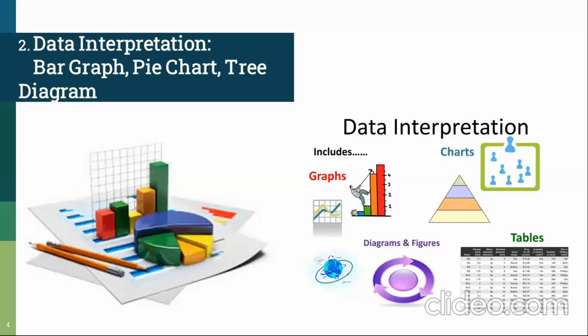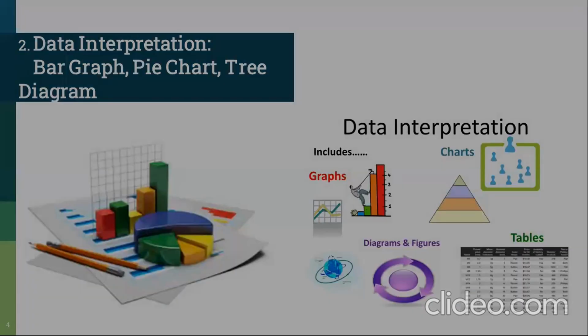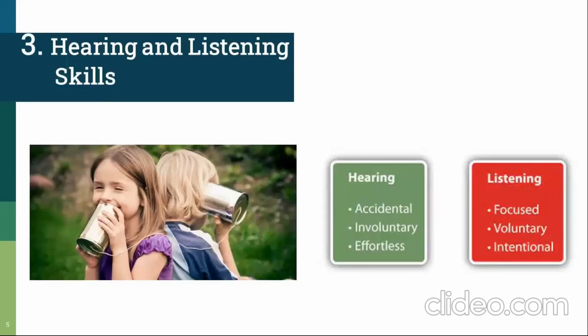Here you may be asked two types of questions. Number 1, you need to interpret the data from the graph, diagram, tables, or the charts, or you may have to answer the MCQs, the multiple choice questions, based on the graph or the pie chart or the tree diagram. So chapter number 3, to focus on the development of listening skill, you have a topic here, hearing and listening skill. This chapter focuses on the importance of listening skill, principles of listening, definition of listening, and the types of listening, and the most important, the difference between hearing and listening.